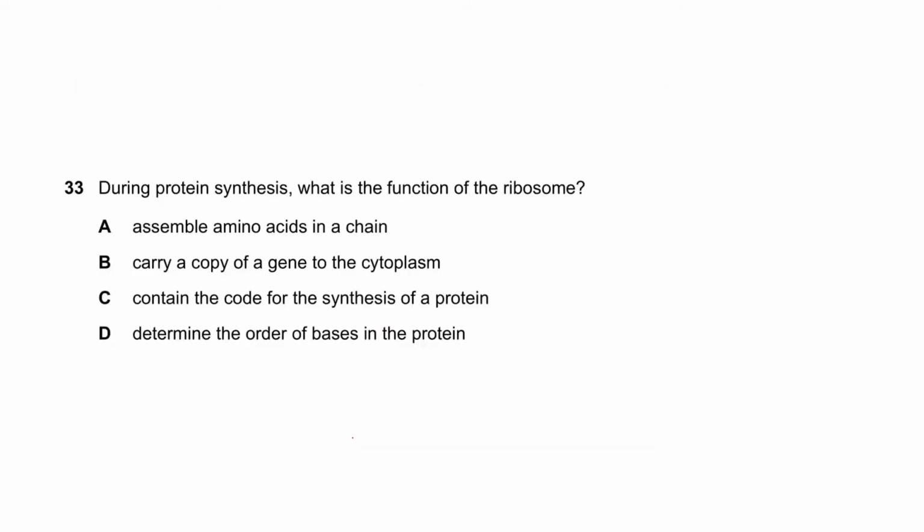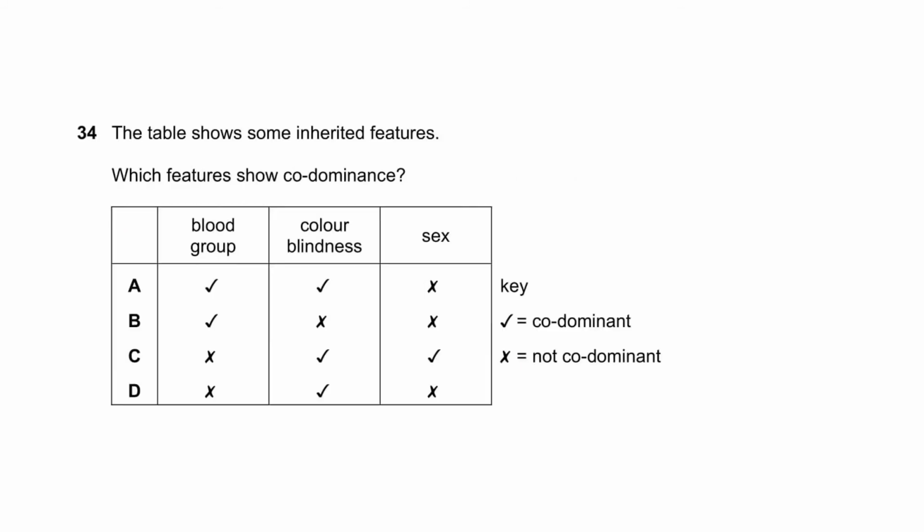Question 33 says, during protein synthesis, what's the function of the ribosome? Answer A is correct because the ribosome does assemble amino acids in a chain. B is wrong because carrying a copy of a gene to the cytoplasm is the function of the mRNA. C is wrong because containing the code for the synthesis of the protein is in the nucleus. And determining the order of bases in the protein is based off the bases in DNA. Question 34 says, the table shows some inherited features. Which features show codominance?